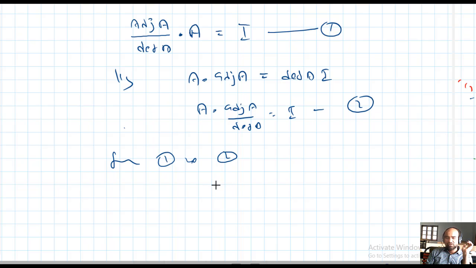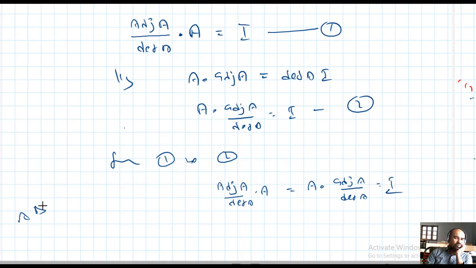What I can write and observe? Adjoint A by det A into A equal to A into adjoint A by det A equal to I. So, this is in the form of A into B equal to B into A equal to I. Then what is called B? B is the inverse of A or multiplicative inverse of A.